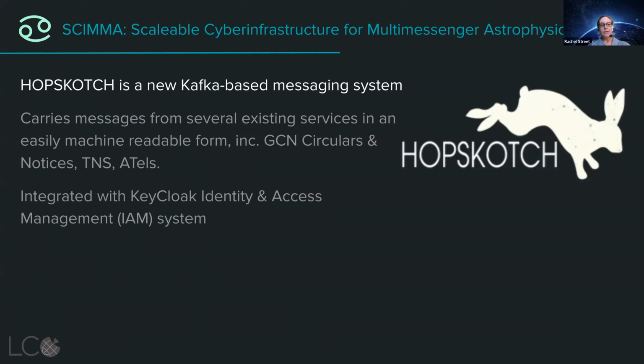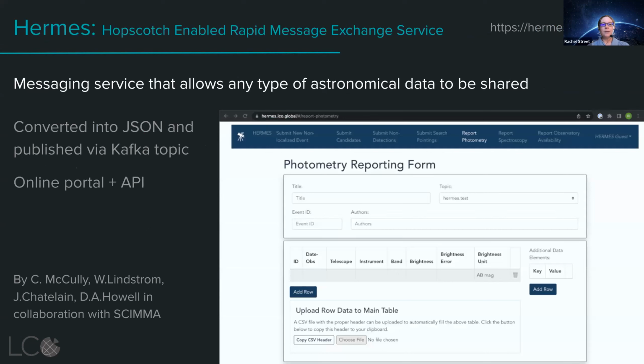There's also a new Kafka-based messaging system called Hopscotch, which was developed with the goal of increasing the amount of information that's available in a machine-readable format, which makes it much easier to integrate it with programmatic services. The system's integrated with the Keycloak identity and access management system that's been formally adopted by the LIGO collaboration. LCO has recently developed the Hermes service, which is based on Hopscotch.